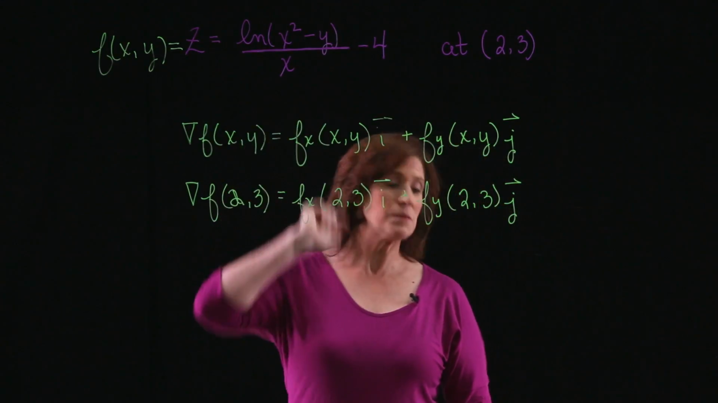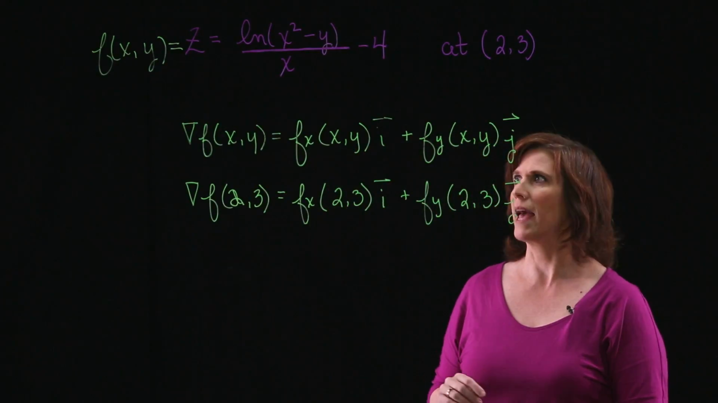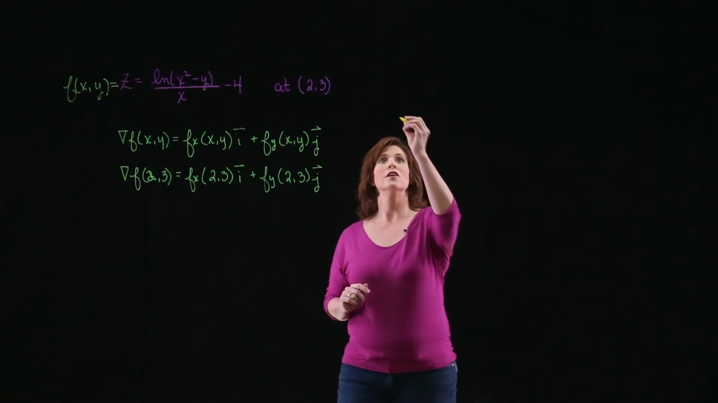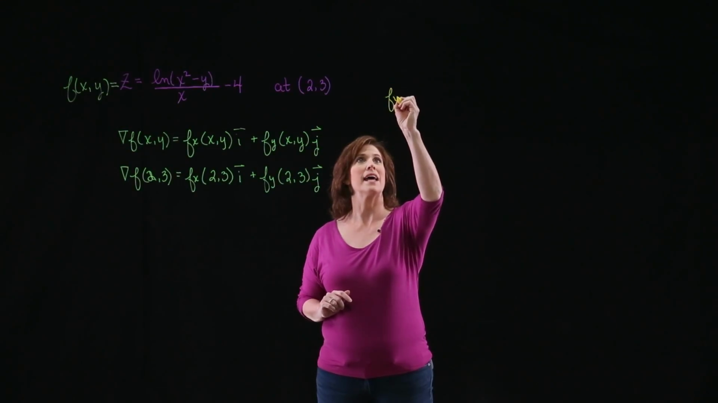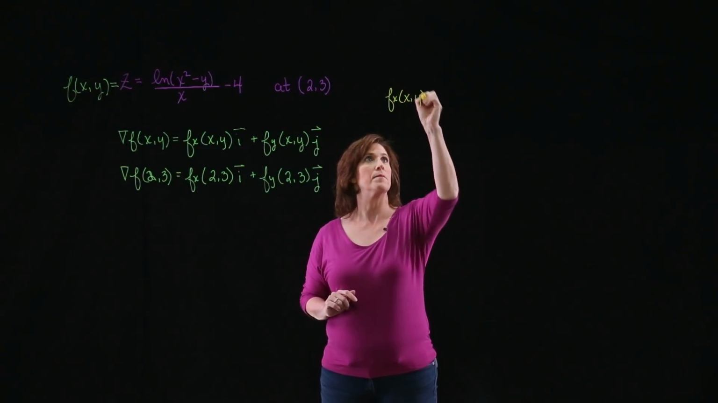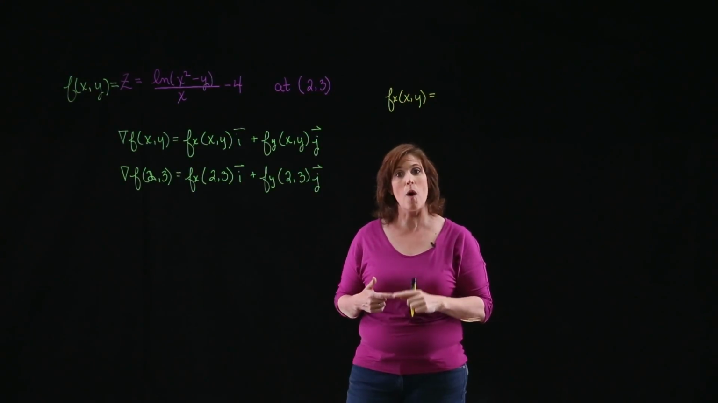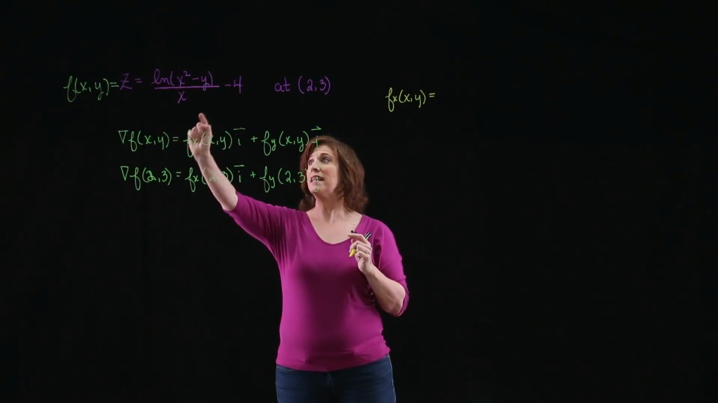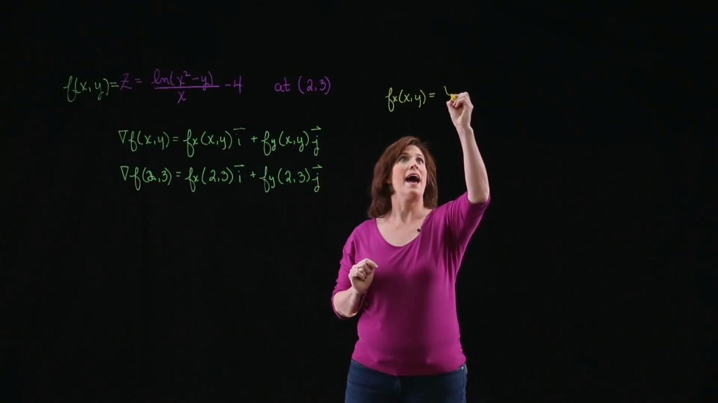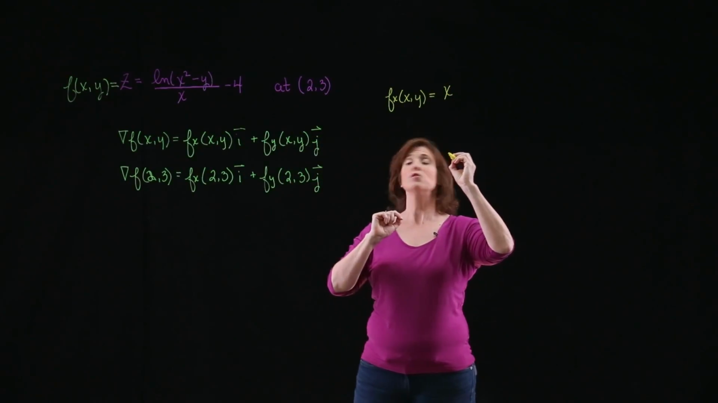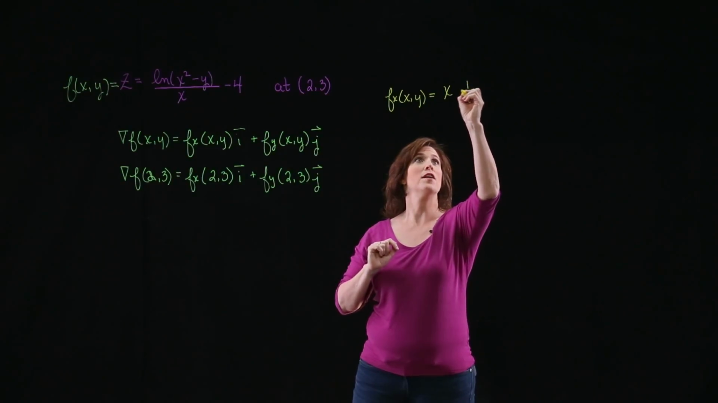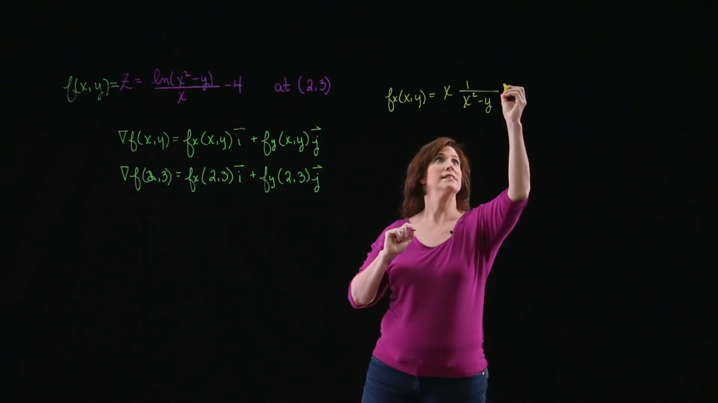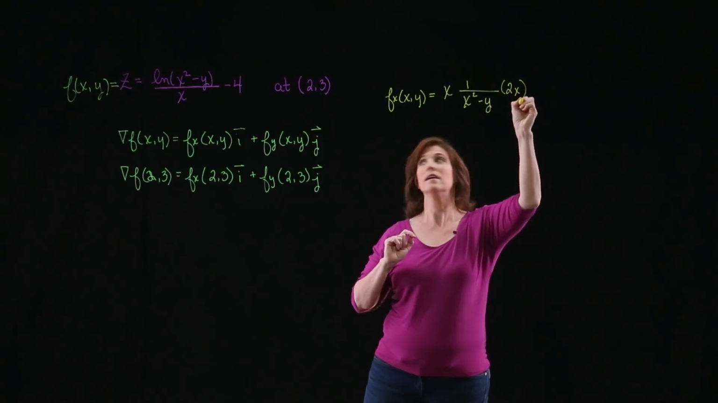Now, because my function is a little bit more complicated, I'm going to do some side work to get those partials. So let's first look at the partial with respect to x of f(x, y). We're going to treat y like it's a constant. So when I take the derivative, I need to begin with the quotient rule. I'm going to take x times the derivative of the natural log of x squared minus y. So that's 1 over x squared minus y times the derivative of the inside piece, which is 2x.